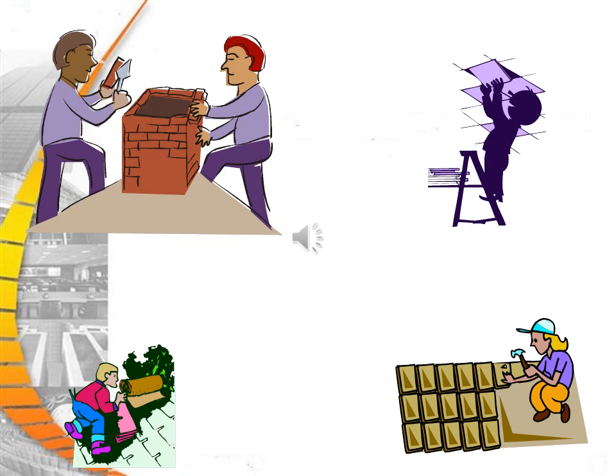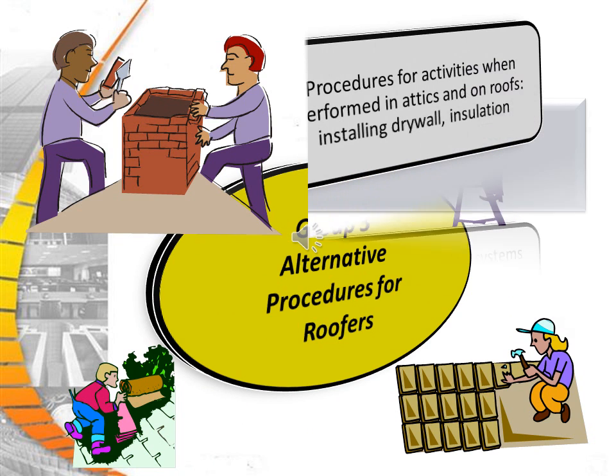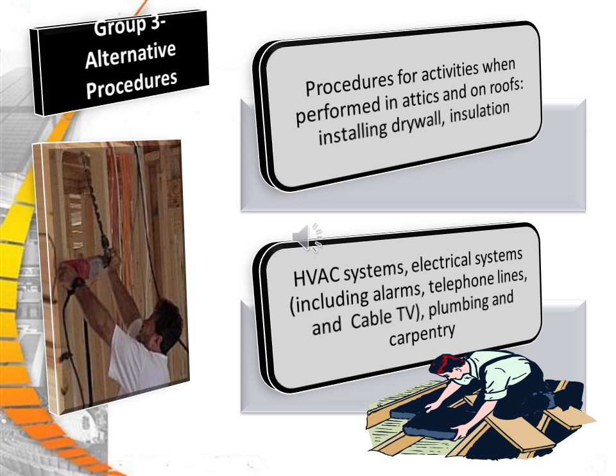Group 3 alternative procedures for roofers. Procedures for activities when performed in attics or on roofs, installing drywall or insulation, HVAC systems, electrical systems, including alarms, telephone lines, or cable TV, as well as plumbing and carpentry.